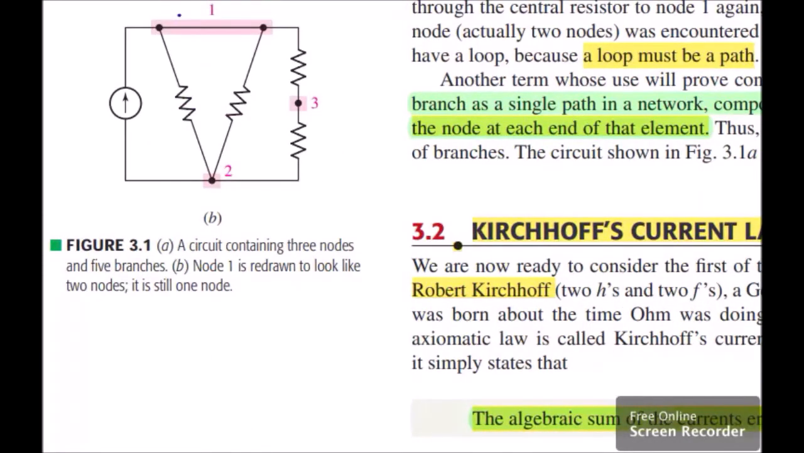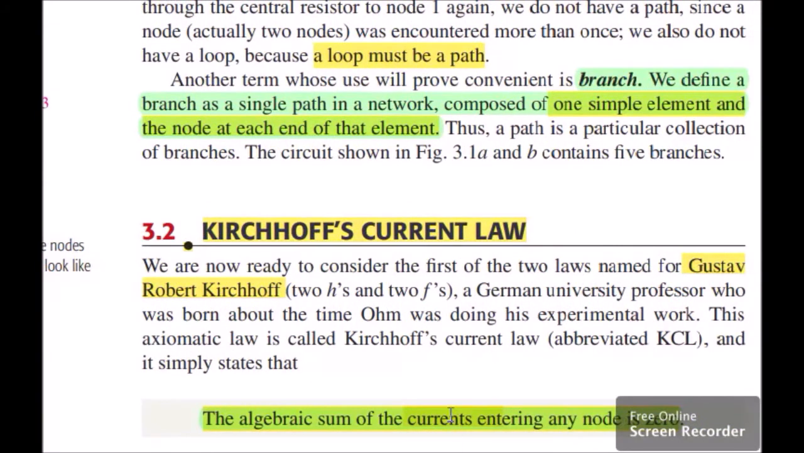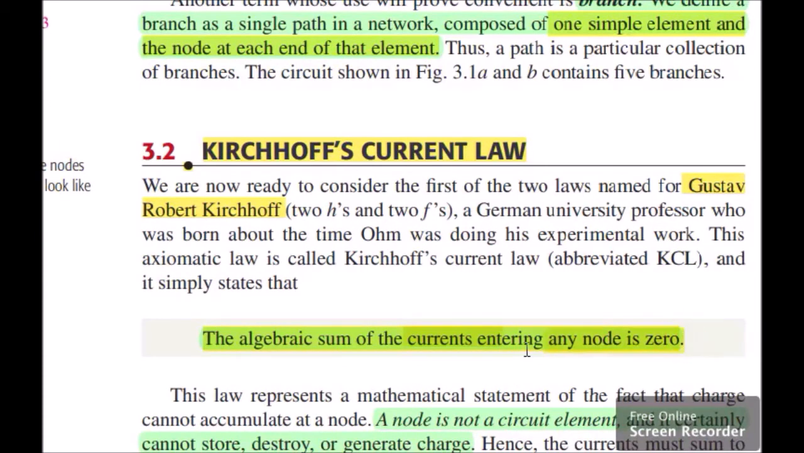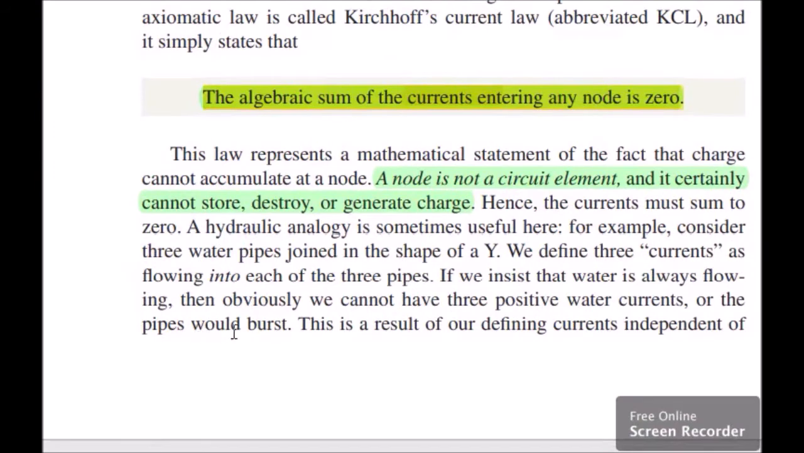So as of the moment, remember that Gustav Robert Kirchhoff said that the algebraic sum of all the currents entering the node is 0. That means when you total all the currents entering the node, it is equal to 0. A node is not a circuit element, and it certainly cannot store, destroy, or generate charge. Just remember this. So our node is not a circuit element, meaning it cannot store. Okay?